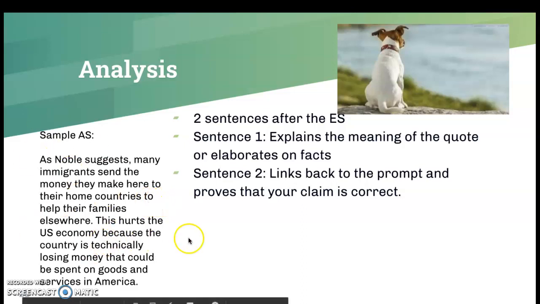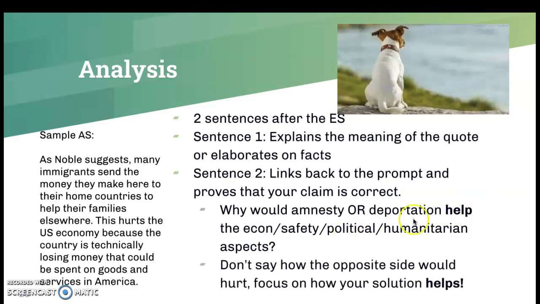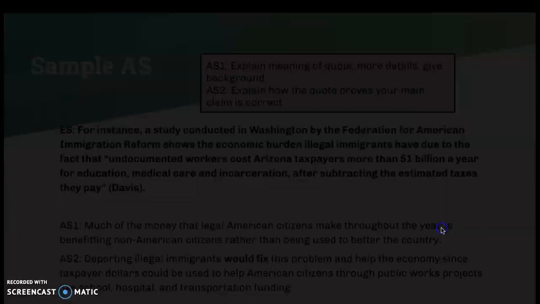Here's a sample if you guys wanted to look at that one. A good question to ask yourself when you're writing your sentence 2 for analysis: why would amnesty or deportation, whichever you're arguing for, help the economy, safety, security, political, humanitarian reasons for America, right? How does the quote prove that you are correct, that amnesty or deportation is the best and that it's helping? Something to avoid. Don't say how the opposite side would hurt. Focus on how your side helps. So we're going to get into that a little bit more looking at this next example.